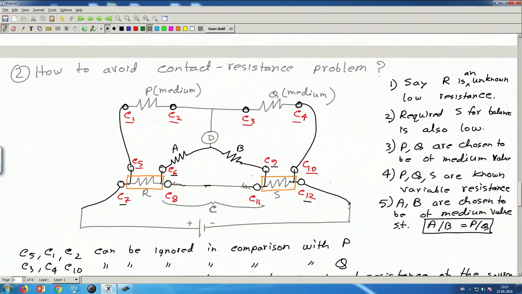Let me conclude this class by mentioning one small observation about this circuit. If you look at this circuit, these two resistances A and B are actually dividing this contact resistance C in the same proportion as A and B. Why? Let's see here.